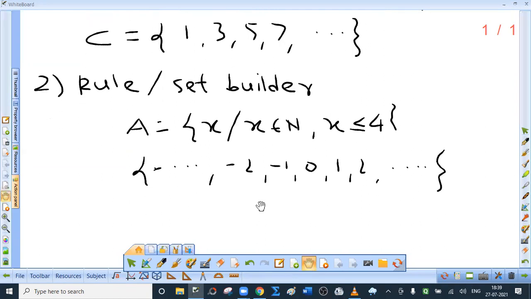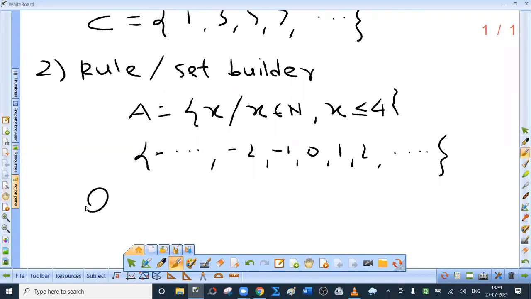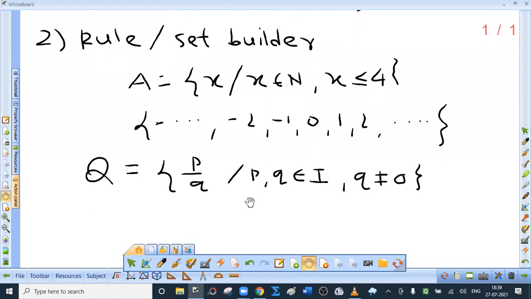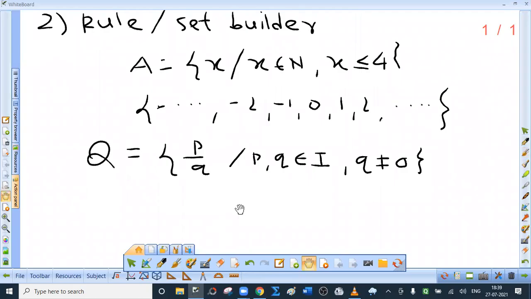Then the set of rational numbers, which is represented by Q. How will you define this set? I can say it is p upon q such that p and q belong to the set of integers. But another important condition: q not equal to 0. If the denominator vanishes, it is not a real number.